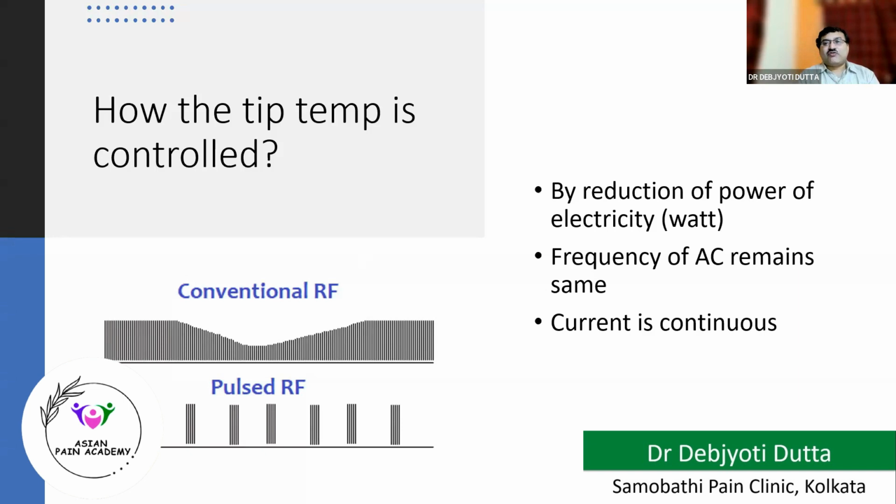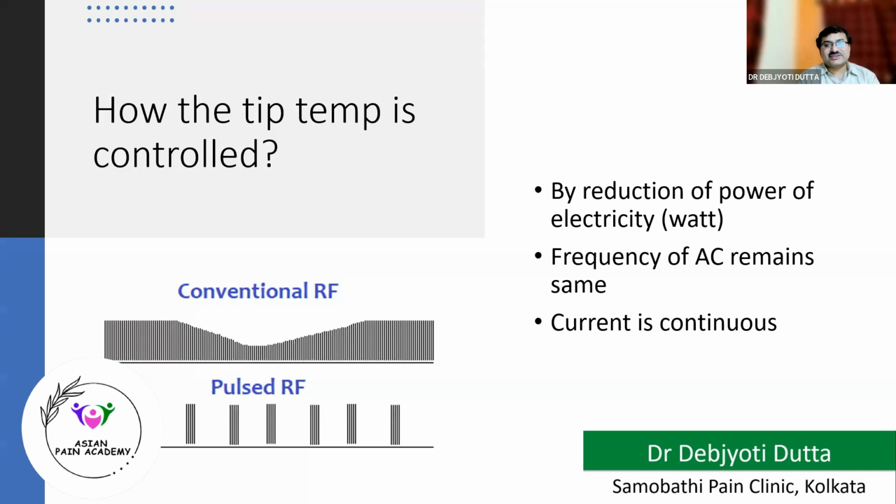That means even at a temperature of 42 degrees Celsius, which is just 7 degrees above our normal human temperature, if we do the radio frequency, we find that there is pain relief, but with no thermal lesioning. And this phenomenon has led us to incorporate another mechanism within our radio frequency generator, known as the pulsed radio frequency.